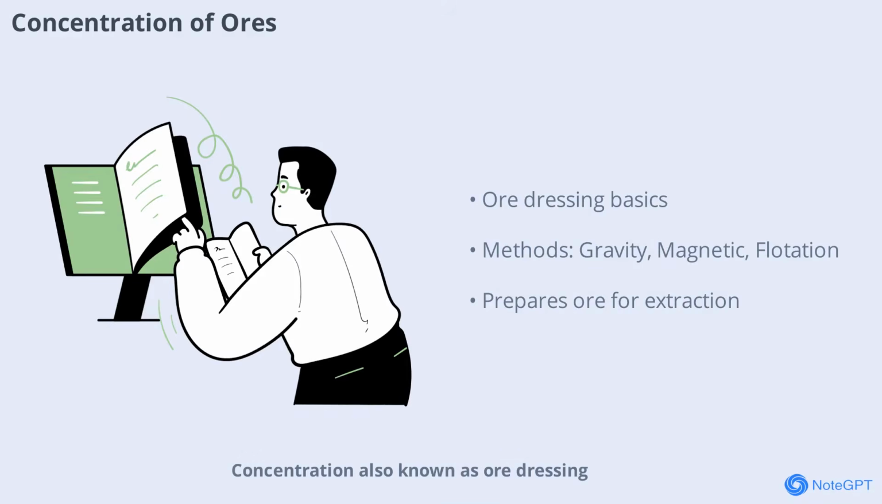Concentration, also known as ore dressing, is the process of removing impurities like sand and clay from the ore. Common methods include gravity separation, magnetic separation, froth flotation, and leaching. The choice of method depends on the nature of the ore. For example, magnetic separation works well for magnetite, while froth flotation is ideal for sulfide ores. This step ensures that the ore is enriched and ready for the next phase of extraction.